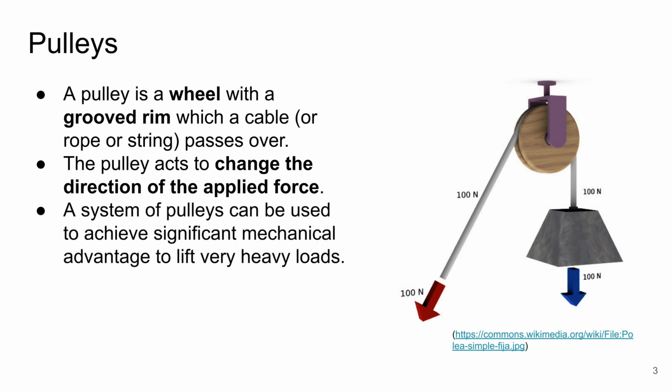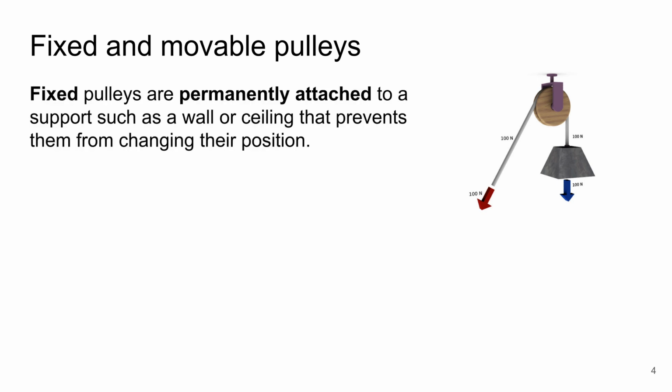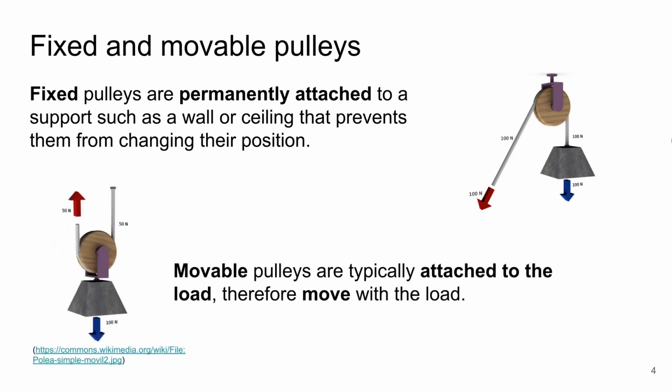Now, traditionally, pulleys have been used to achieve significant mechanical advantage and to lift very heavy loads, and we shall see how that's done. Fixed and movable pulleys. Fixed pulleys are permanently attached to a support such as a wall or ceiling, and this prevents these pulleys from changing their position. Movable pulleys, on the other hand, are typically attached to the load, and therefore they move with the load. In other words, as the load is lifted, the pulley moves with it.